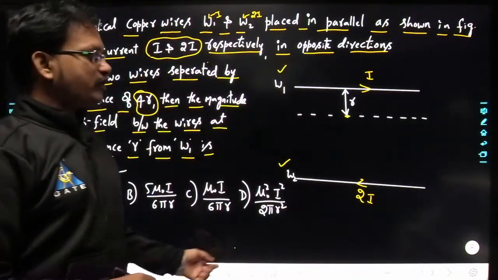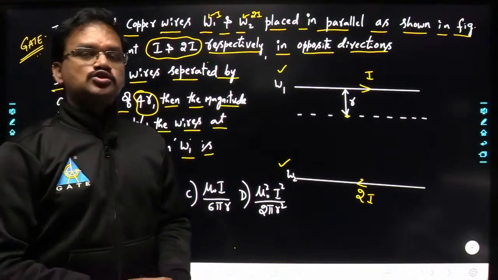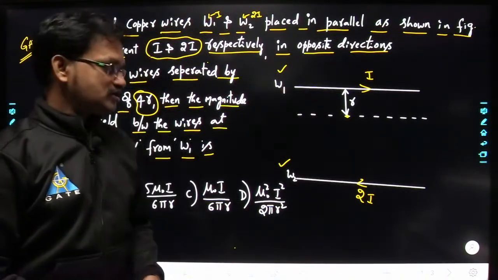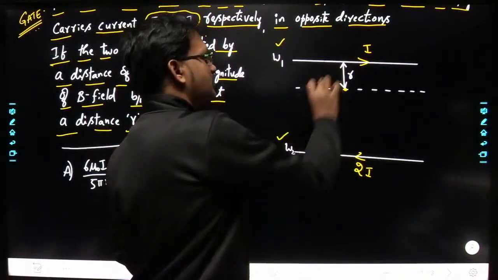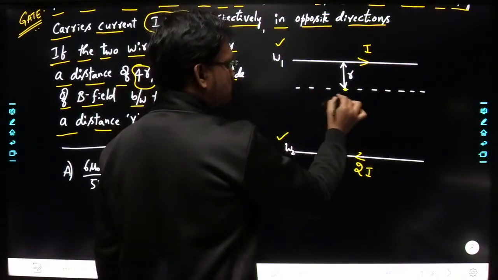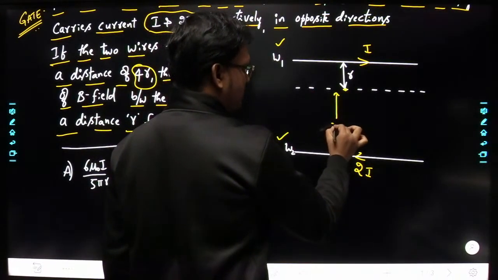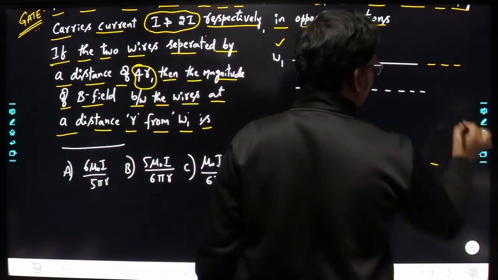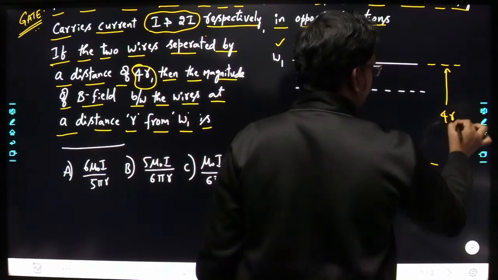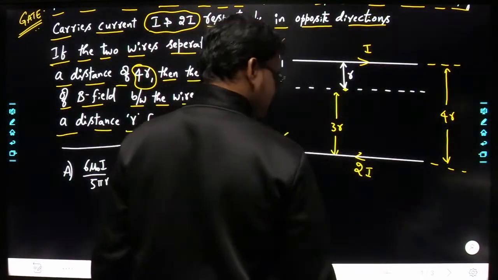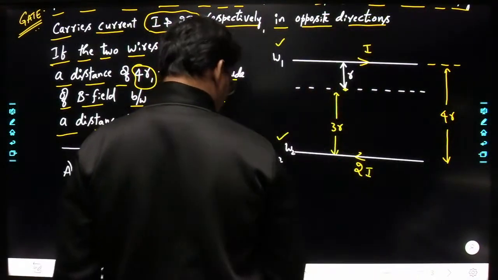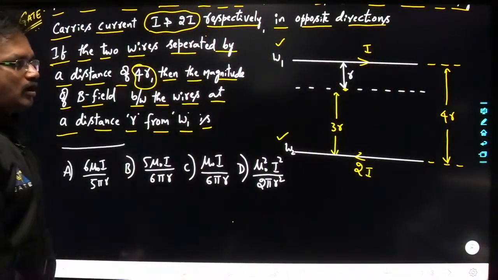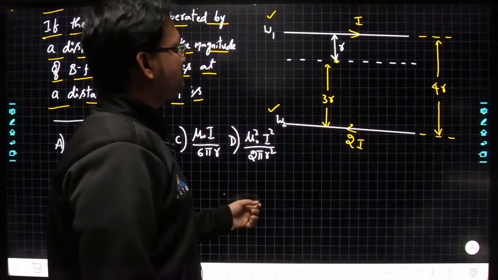Understood? Okay, so we know the expression for a B field due to a current carrying wire. Yes or no? See, the distance from here to here is r, so the distance from W2 to this point is how much? It is nothing but 3r. Why? Because the total distance from here to here is nothing but 4r.